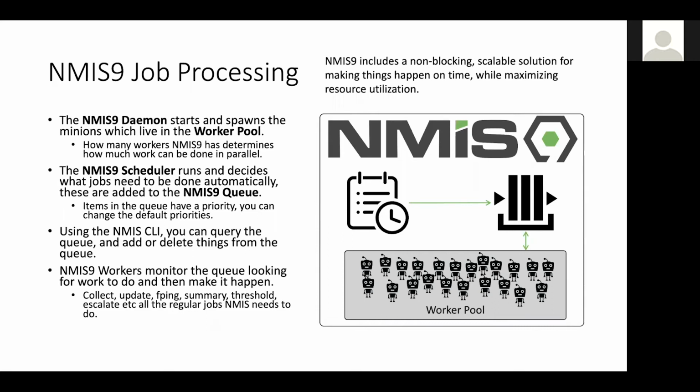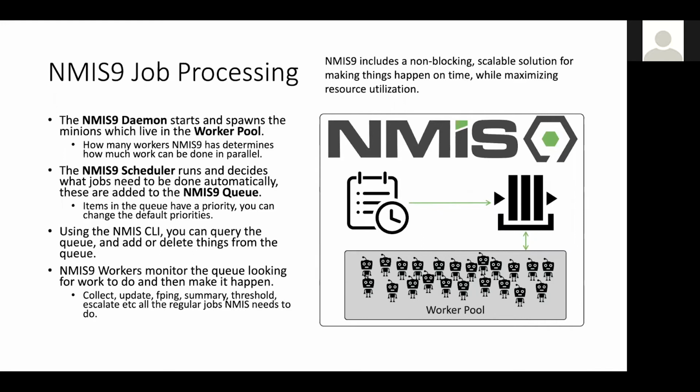How many workers you have determines how much work can be done in parallel. Sounds kind of obvious, but if you need to have more nodes, you're going to need more workers. It's that simple. If you're going to have fewer nodes, you can have fewer workers. More workers need more memory. Fewer workers need less memory. Simple things. Everything is done through the worker pool. I think there might be one or two little cron jobs left, maybe some reporting jobs, but basically almost everything is done through the worker pool.